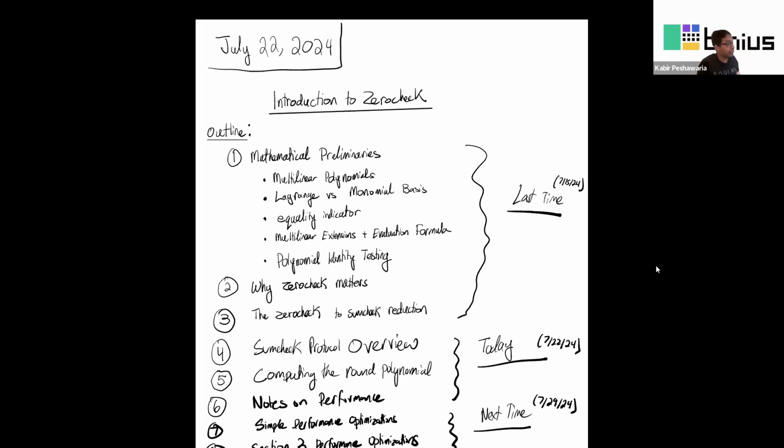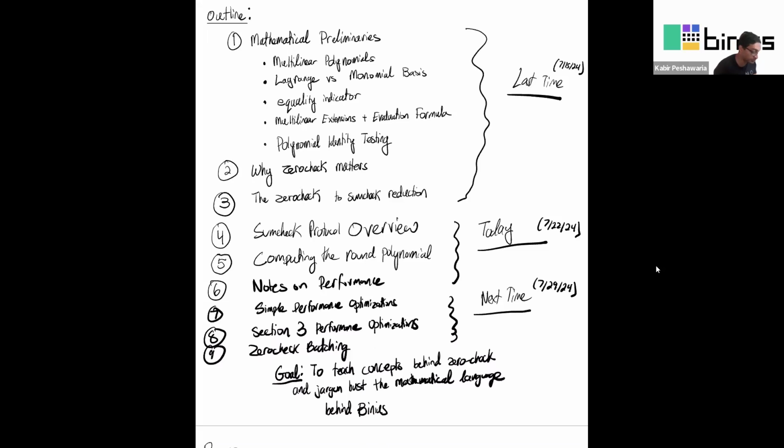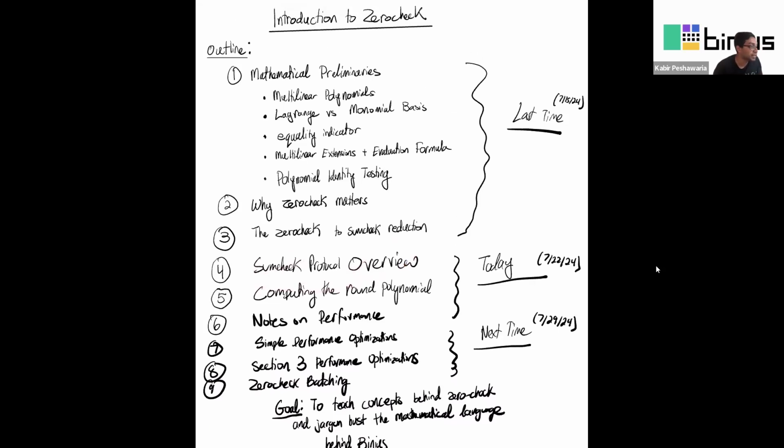Today we're talking about Zerocheck again, and we're talking about the second part of the three-part lecture series. Specifically, in this part, we're just going to be talking about the Sumcheck protocol, what it is, how it works, why it works. Last time we talked about some mathematical preliminaries, which will be useful to understand in order to be able to fully understand this section.